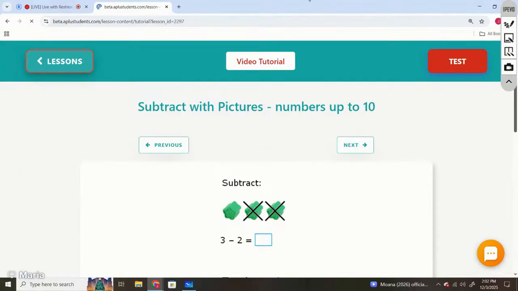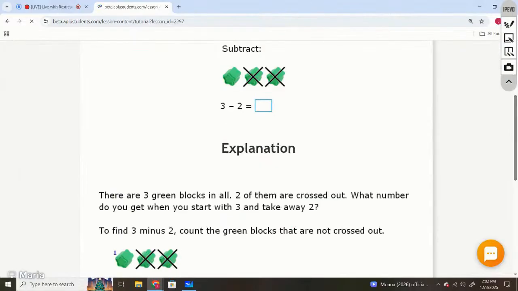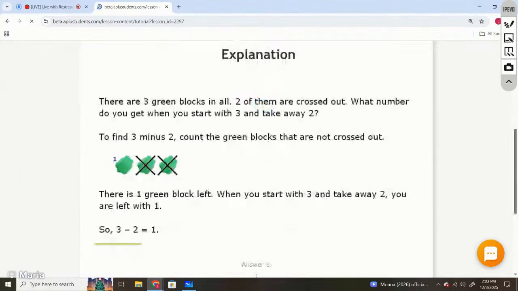Subtract 3 take away 2. So we have total blocks we have is 3. You can see two of them are crossed out, right? So what number do we get when we start with 3 and take away 2? So you need to count the ones that are not crossed. So 3 take away 2 equals 1.